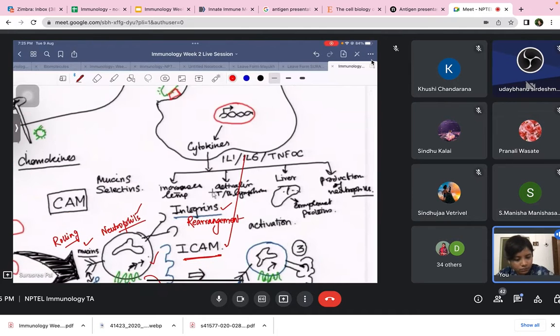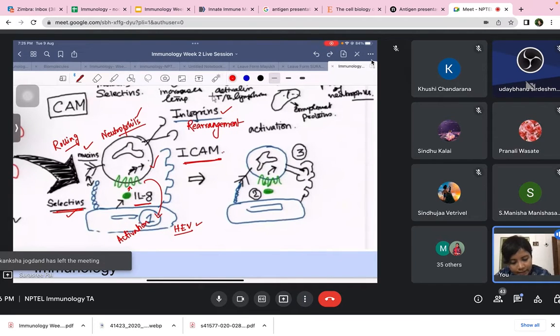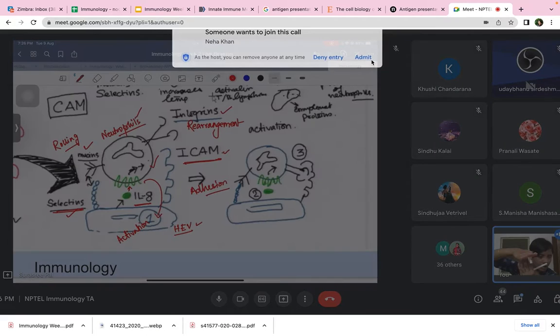By the binding of the integrins to the ICAM molecules, and this step is known as the adhesion step. So I hope you are able to understand the first step. In the first step, the neutrophil is rolling on the surface of the high endothelial venule. Then there is activation of the neutrophil by the interaction of IL-8 and the IL-8 receptor. Then cell surface molecules like the integrins and the ICAMs bind close to each other, which is the process by which the neutrophils are now adhered onto the high endothelial venule.